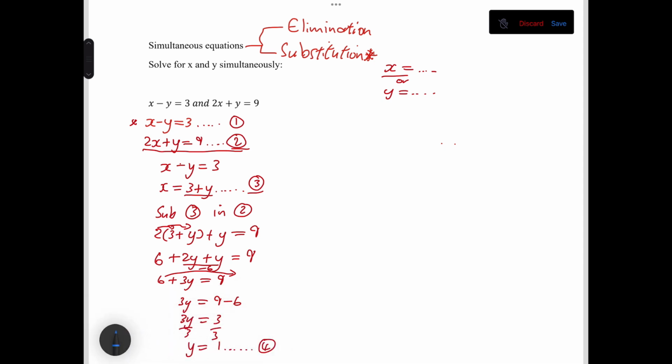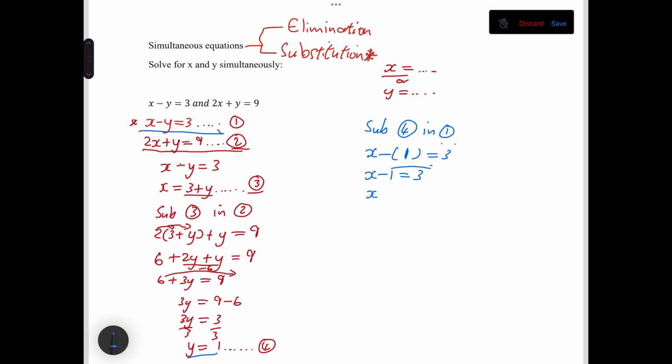Let's change our pen color to blue, so we can differentiate between the two. So we're going to substitute equation number 4 into equation number 1. Now here you have a choice. You can go for 1 or 2. I chose 1 because it's simple. So in the place of y, I'm going to substitute 1. I always like to substitute with brackets. So x minus (1) equals 3, and so we know y is 1.